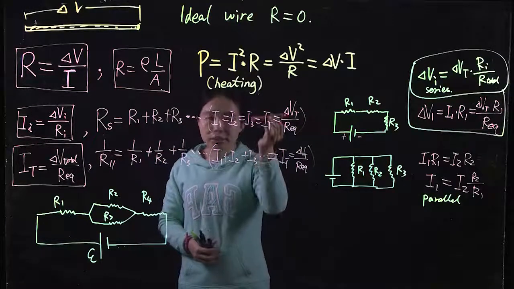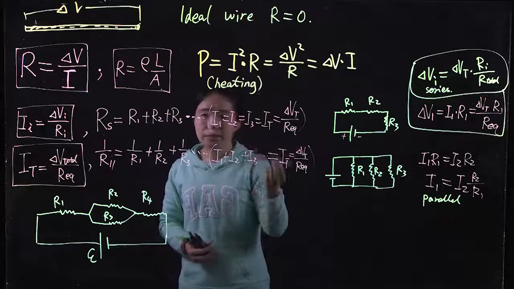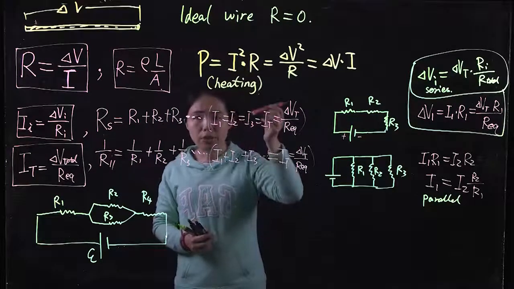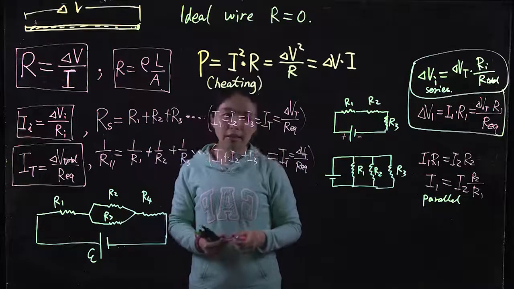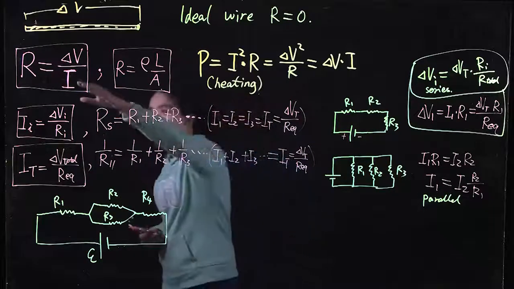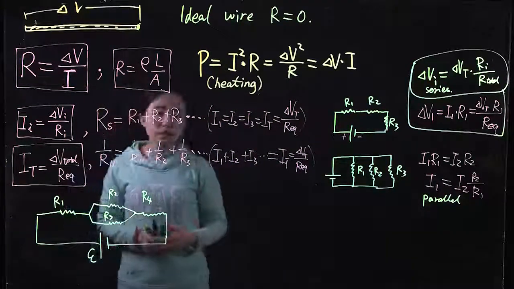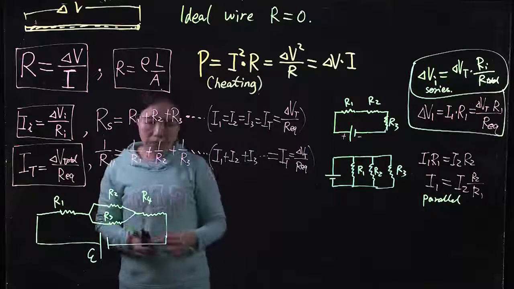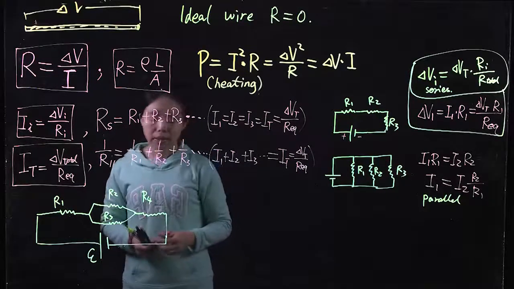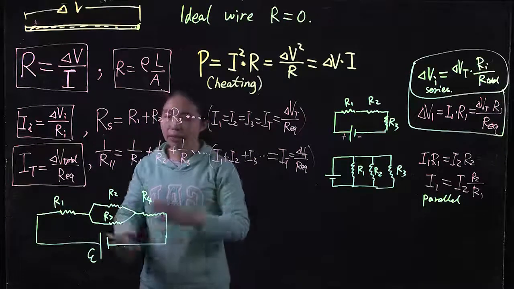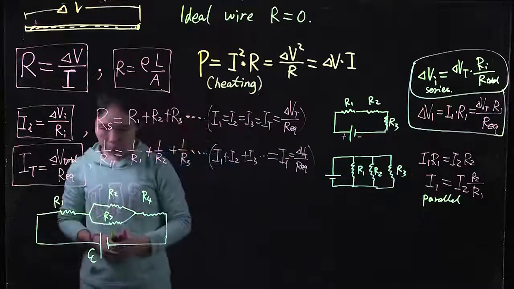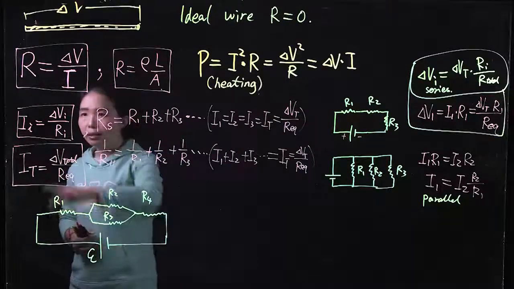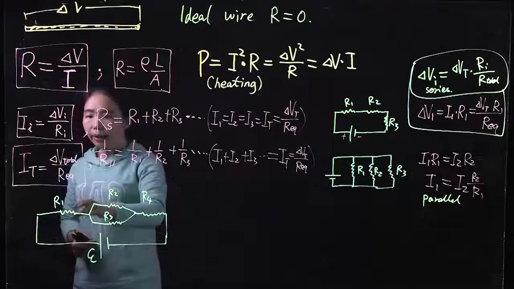However, if you increase the temperature or do something different, the resistance may change. For most metals, when you increase the temperature, the resistance increases. For semiconductors, when you increase the temperature, the resistance reduces. And in this class, we only care about assuming that our resistances are constant, unless otherwise noted.